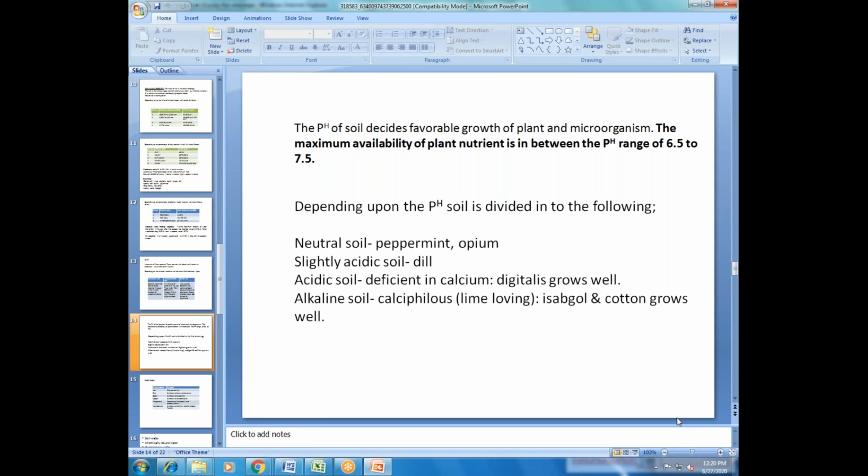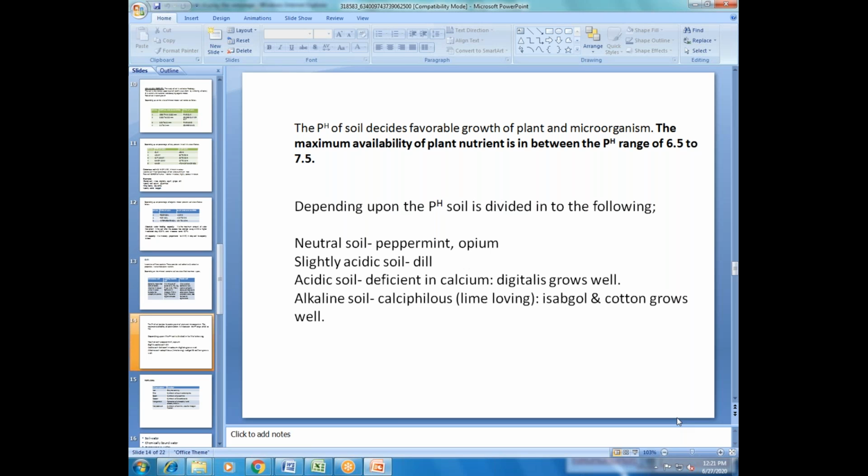The maximum availability of plant nutrients is in the pH range 6.5 to 7.5. If you maintain the pH at 6.5 to 7.5, you will have maximum nutrients. As you increase the pH above 7.5, probably you will not have any nutrients available, and if you make it more acidic also, the proper pH is 6.5 to 7. Depending upon the pH, soil is divided into neutral soil, slightly acidic soil, acidic, and alkaline.